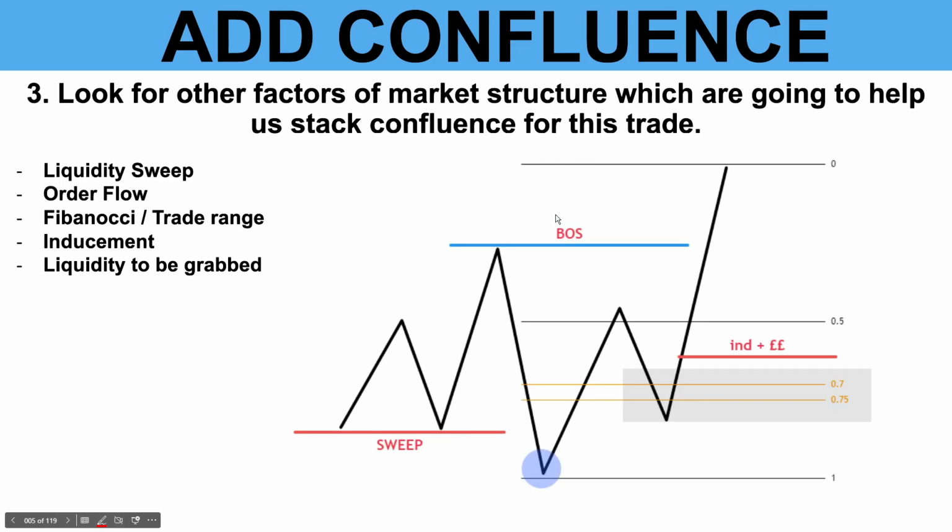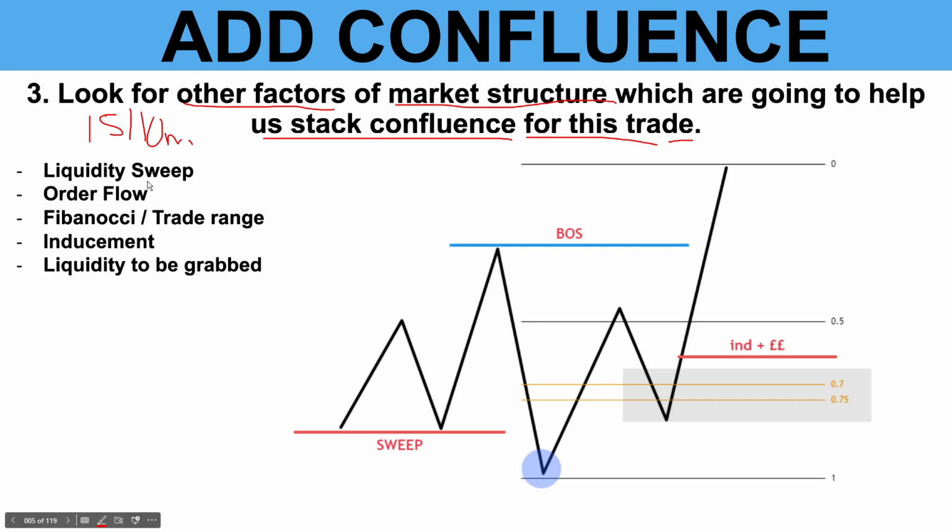Next, we move on to adding confluence to our trade. So we stay on the 15-minute time frame, or the 10-minute time frame, and we look for other factors of market structure which are going to help us stack confluence for this trade. So we want everything to come together and flow together for this to become a high probability setup and ensure that we are going to be winning this trade rather than losing.